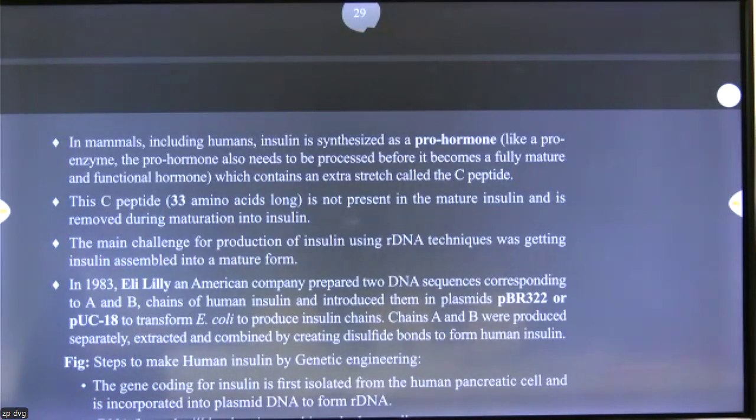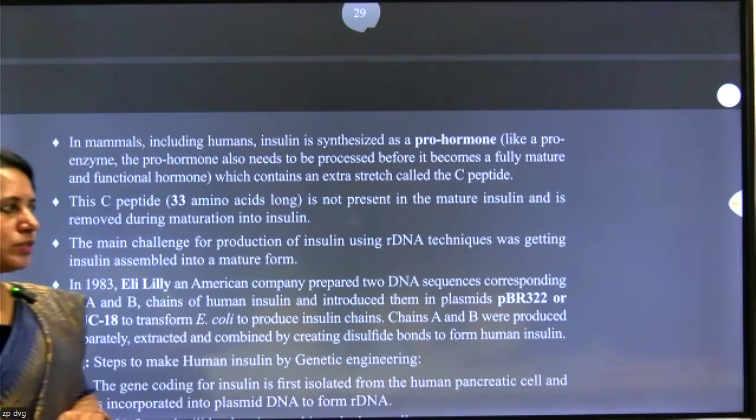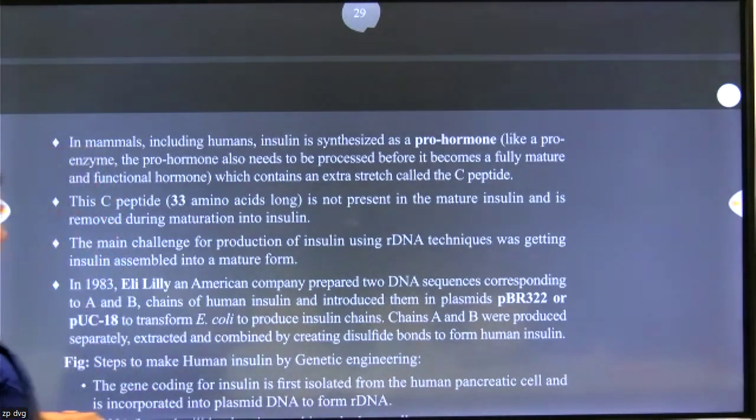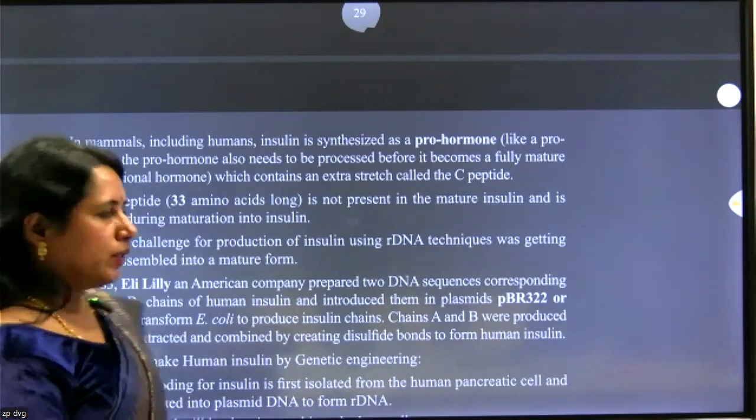The main challenge for production of insulin using rDNA technology was getting insulin assembled into a mature form. In 1983, Eli Lilly, an American company, prepared two DNA sequences corresponding to the A and B chains of human insulin and introduced them in plasmid pBR322 or pUC18 to transform E. coli to produce insulin chains.